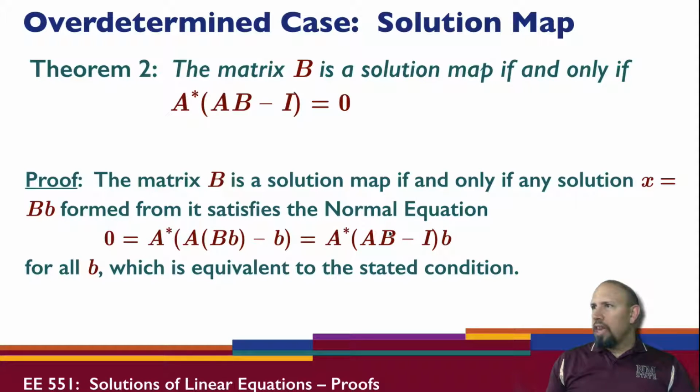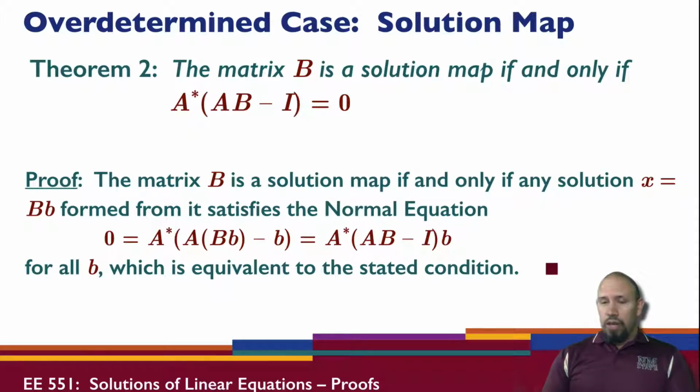And so the only way that this can be equal to 0 for all B, we saw that in Lemma 2. This equaling 0 for all B means that this quantity must be equal to 0. So that's the stated condition. So we use that Lemma 2 to prove that this equality must hold. Boom. There's the proof of the overdetermined case.